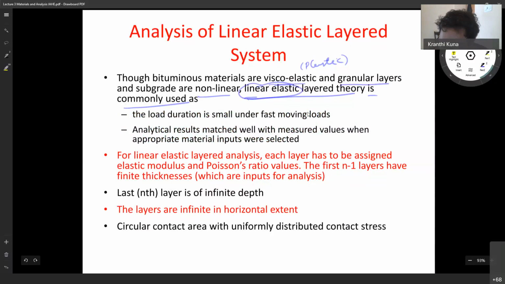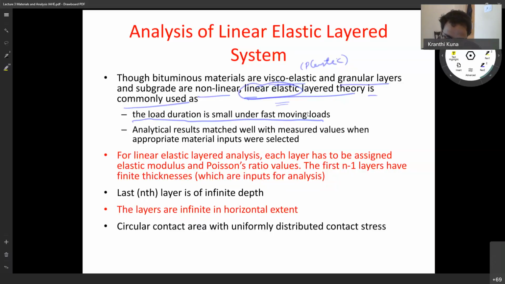We do not use viscoelastic, plastic or non-linear elastic theories, because one particular reason is the load duration is small under fast moving loads. If the load duration is small, usually the materials, whether viscoelastic or non-linear elastic, after a number of repetitions, will behave elastically. That is a different theory. Maybe we might not have time for explaining all those, but in general, for small durations after a number of repetitions, they all eventually behave as elastic materials.